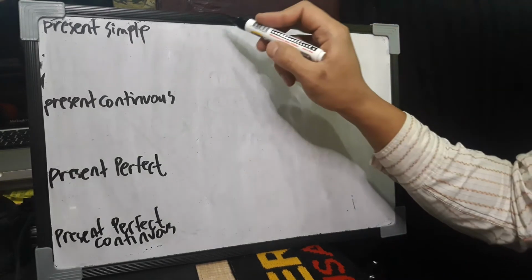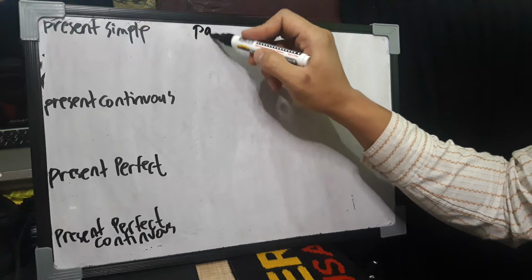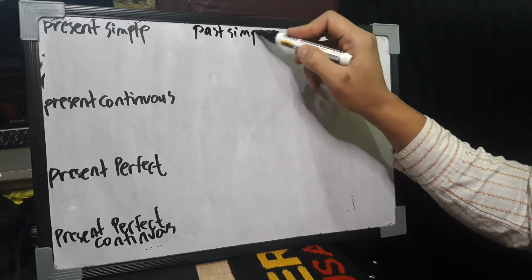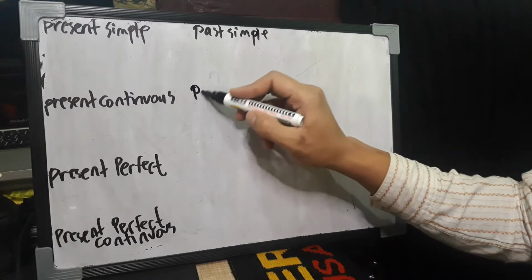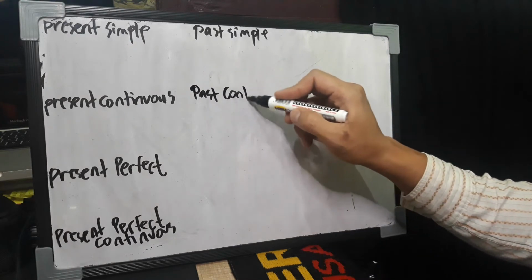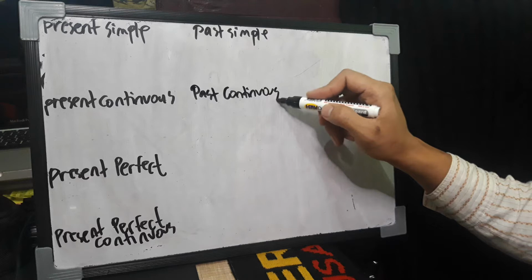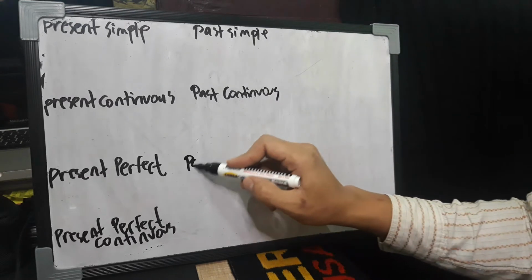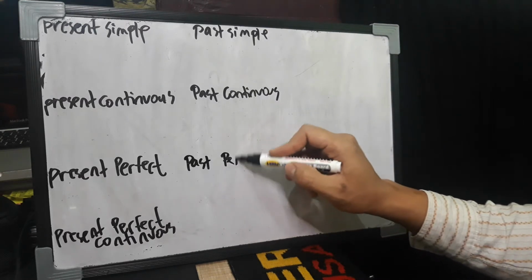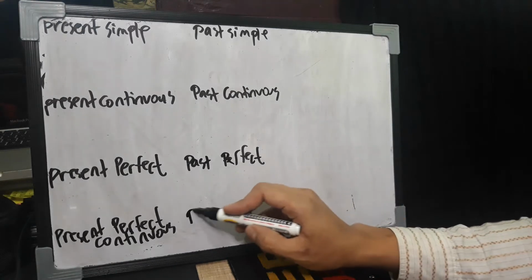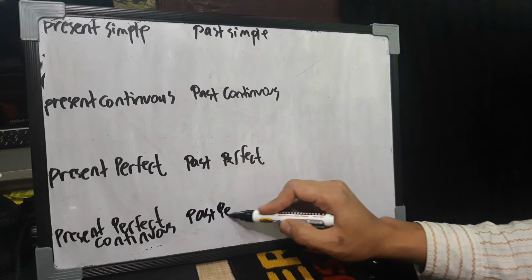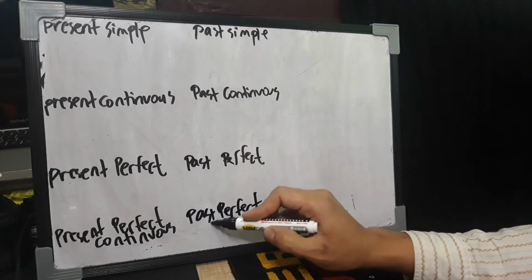Now we do have the past tenses. So we also have here your past simple. We also have here your what? We have the past continuous. Of course, we do have also your past perfect. And then we do have your past perfect continuous.